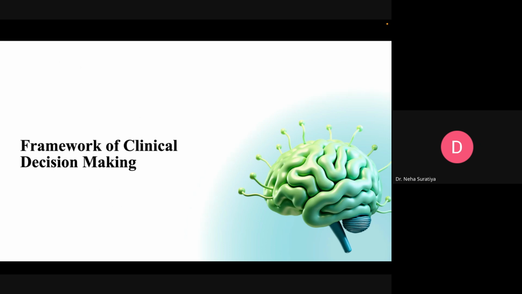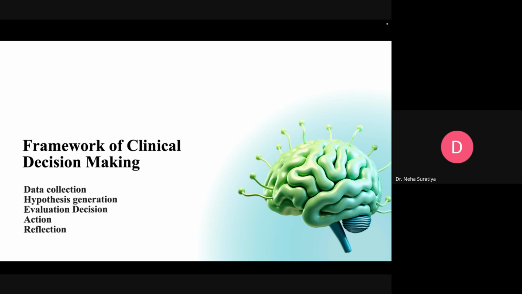Okay, let's understand further what the frameworks of clinical decision making are. What comes under clinical decision making? How do we do it? As I said earlier, it starts with data collection, then hypothesis generation. I hope you know the meaning of hypothesis, right? Then evaluation, decision. Then you come to one decision, you take an action, and you check the reflection of your action, that is nothing but the response of the patient, right?